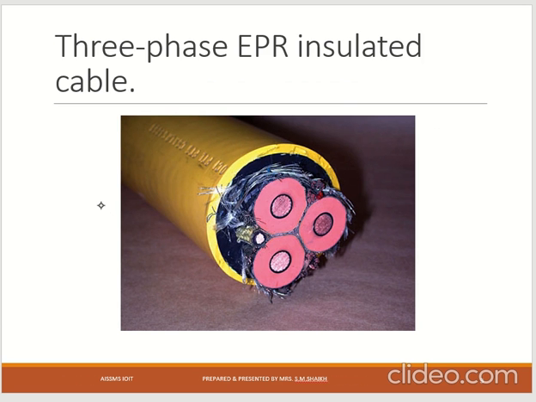This is a 3-core cable which can be seen. As you can see, there are 3 cores in this and the individual construction is the same. So again, this is the conductor, then this is the conductor shield, this is the insulation. Then again there is the metallic shield, and the overall insulation, which is the outermost insulation. So these are the different parts of a typical 3-phase EPR insulated cable.